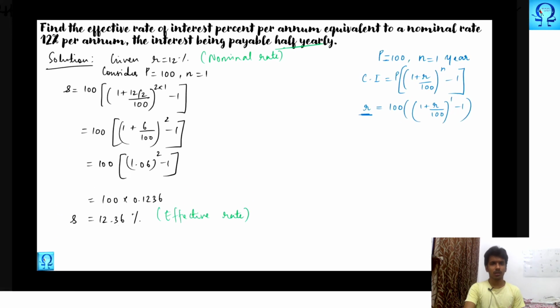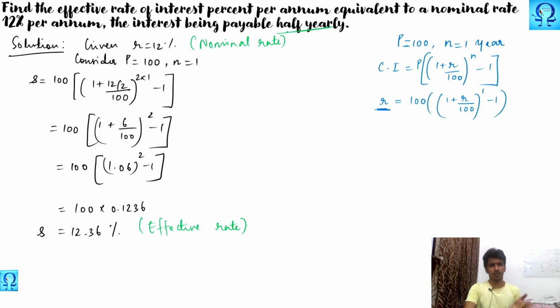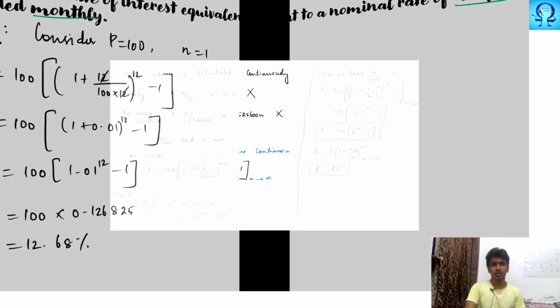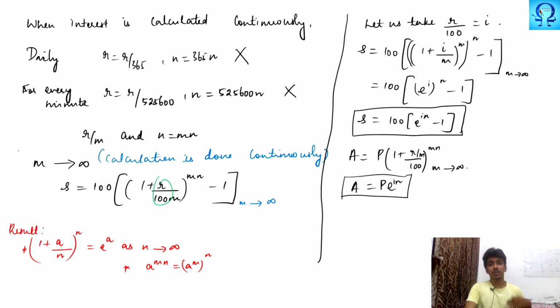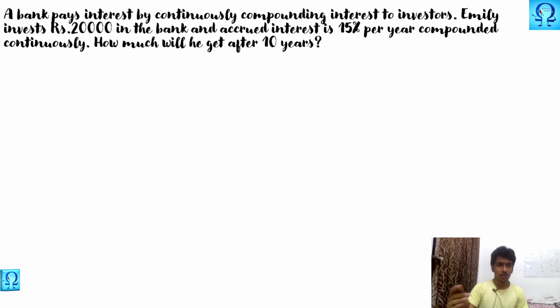We have seen some ideas to calculate the effective rate, which is the percentage per annum when it is compounded half yearly, periodically, in several periods for a year. And when it is compounded continuously, the formula to find the total amount is A equals P times e to the power in. These are the things that we have seen in the previous lecture. Let us start today's lecture with this problem.